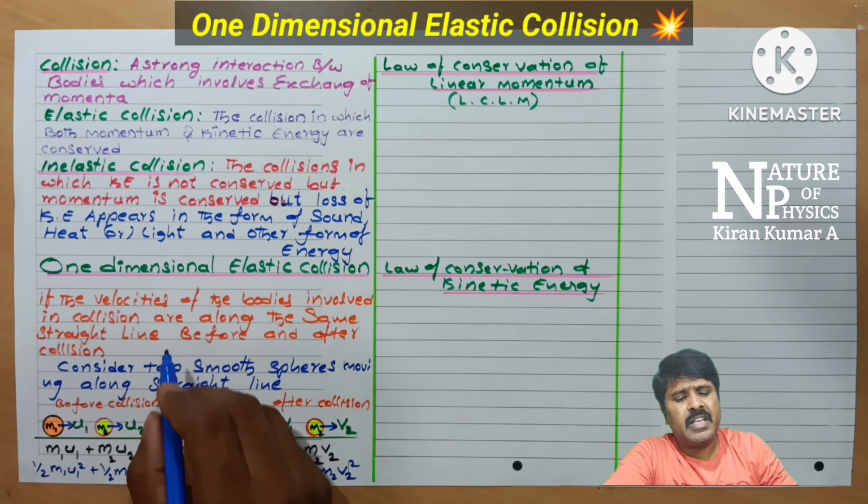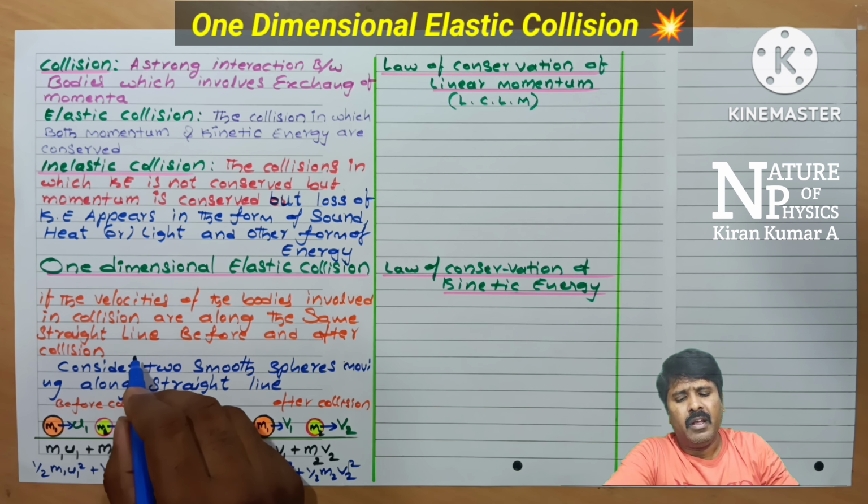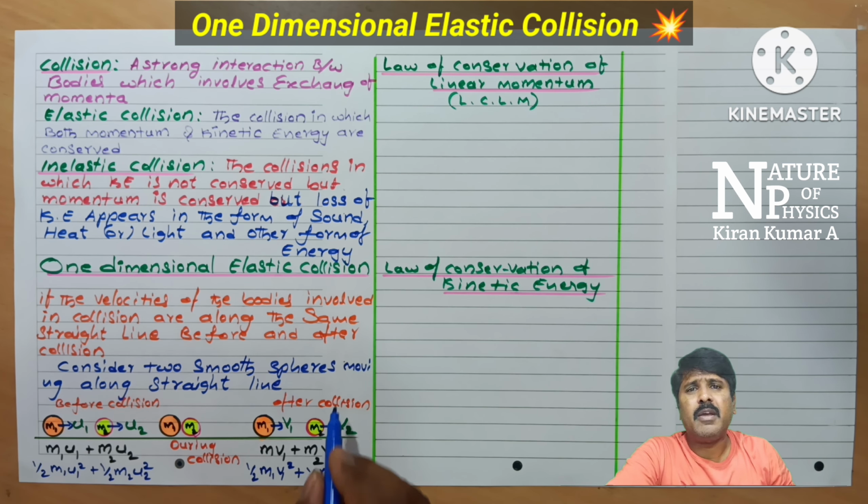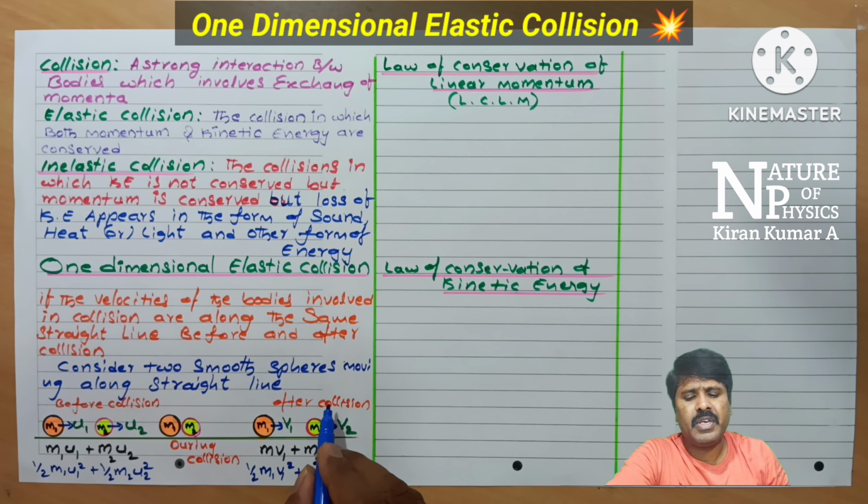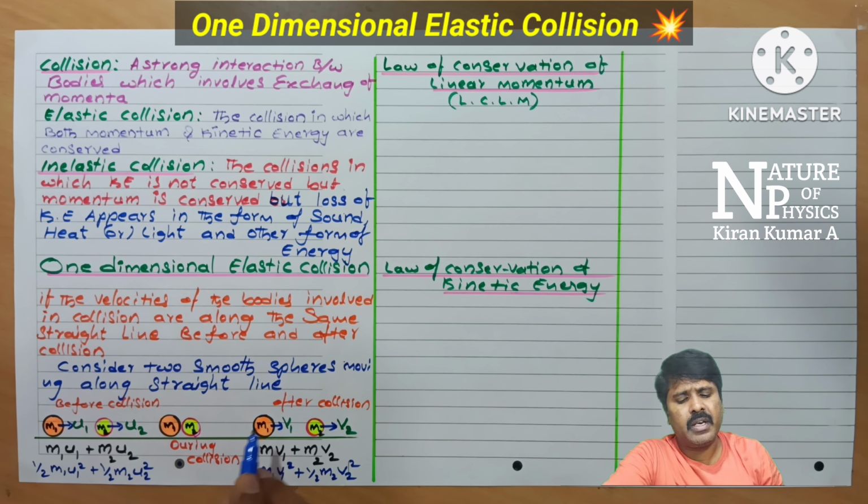When the velocities of the bodies involved in a collision are along the same straight line, it is called a one dimension elastic collision. Before the collision and after the collision, the initial velocities and final velocities are along the same straight line, and such a collision is also called a one dimensional elastic collision.